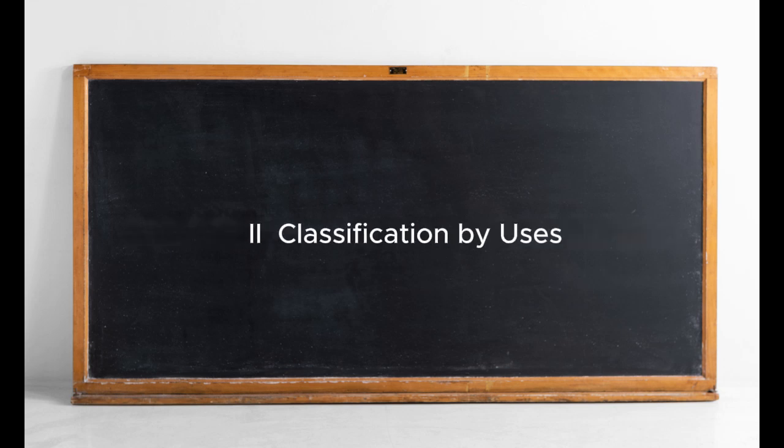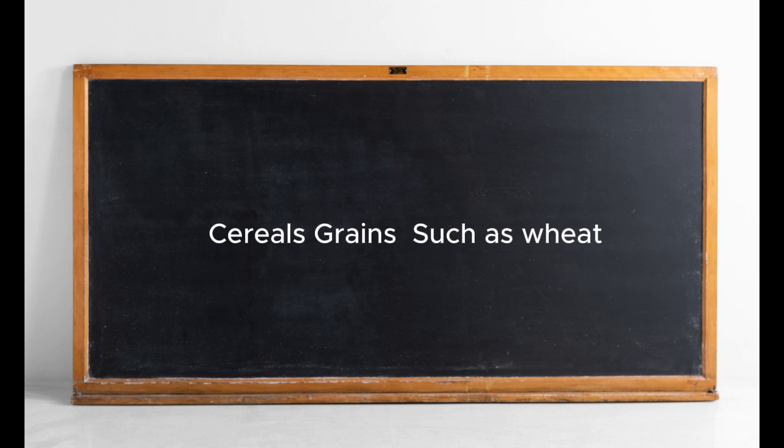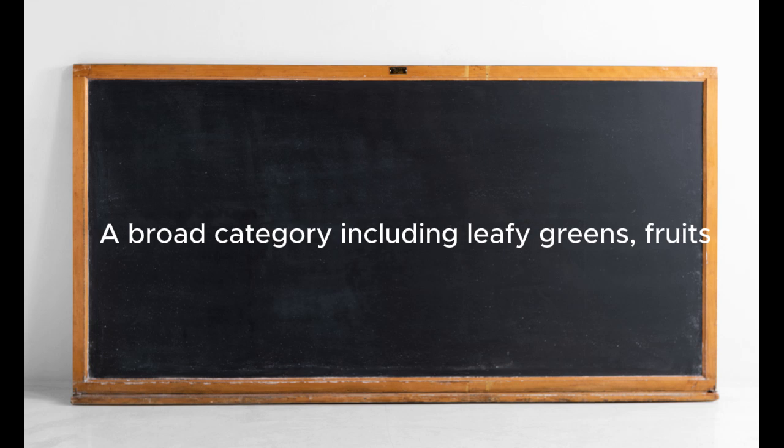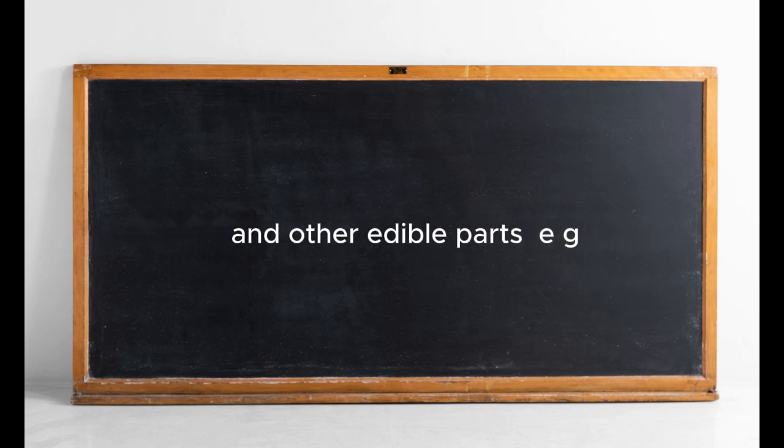2. Classification by uses. Food crops. Cereals, grains such as wheat, rice, maize, barley, and oats. These are staples in many diets. Legumes, such as soybeans, lentils, and peas, valued for their protein content. Root and tuber crops, such as potatoes, cassava, and sweet potato. These provide carbohydrates. Vegetables and fruits, a broad category, including leafy greens, fruits, and other edible parts.